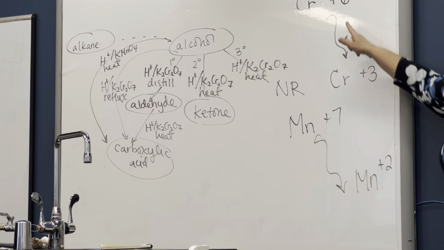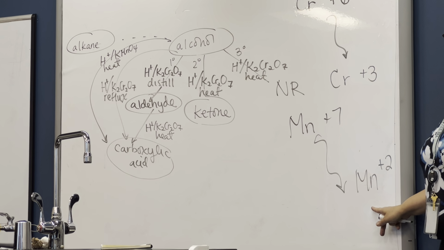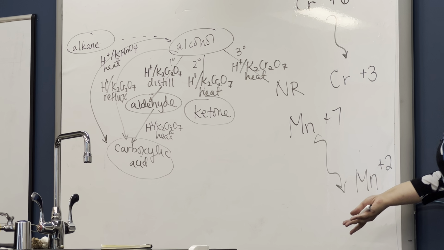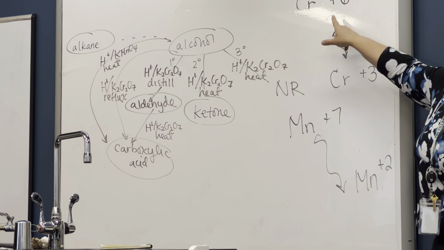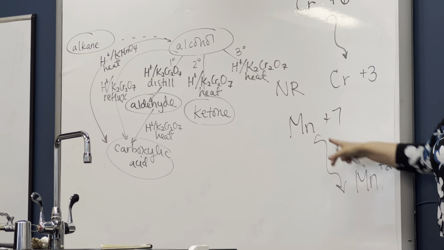Fun fact, this is yellow, this is green, this is purple, this is colorless. Karthik is like, do I have to memorize that? And the answer is frankly yes. So I'll do it again. This is a yellowy orange, this is green, this is purple, this is colorless.